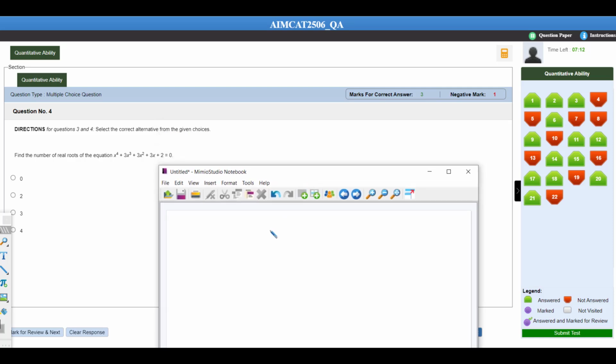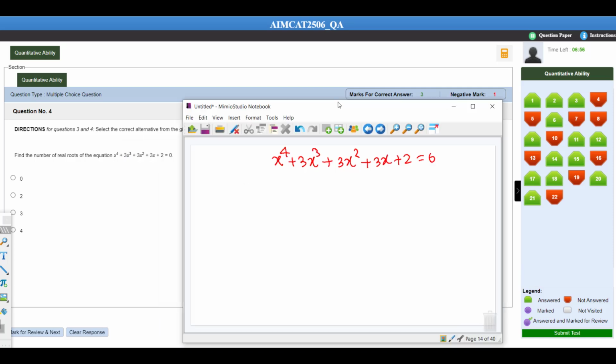So over here we need to do some trial and error. x to the power 4 plus 3x cube plus 3x square plus 3x plus 2. Let's find the first root by using trial and error. You can observe that a positive number cannot be a root of this equation.